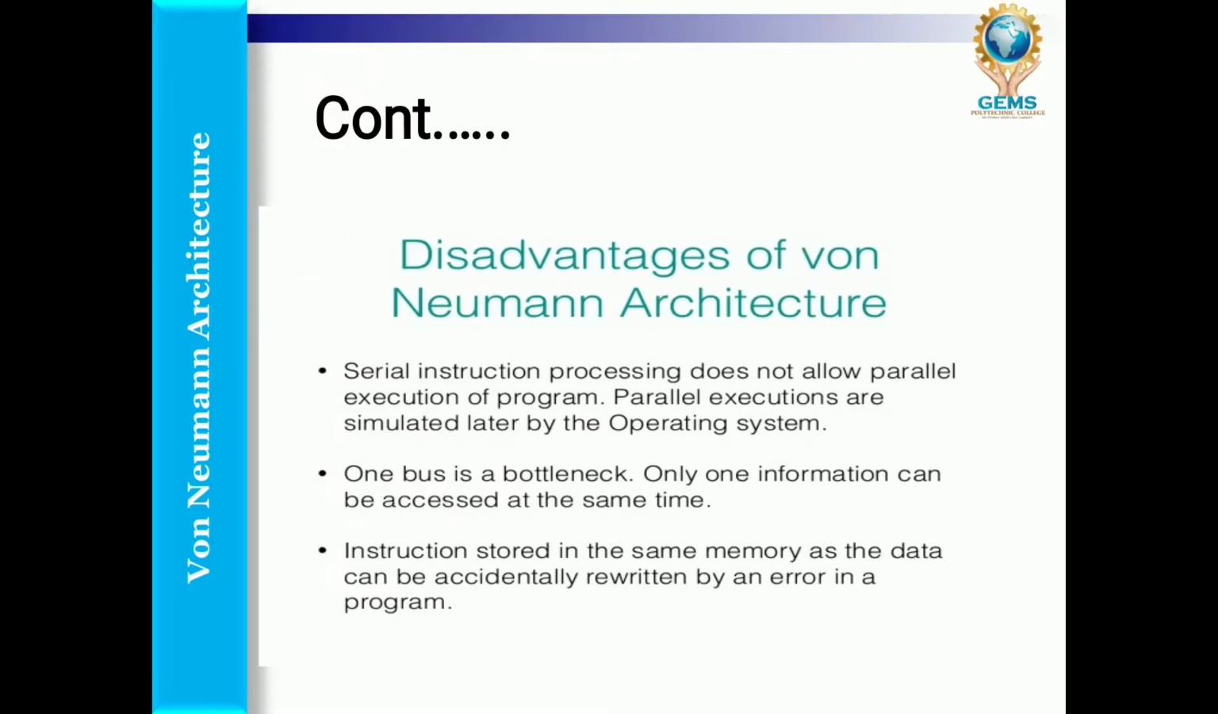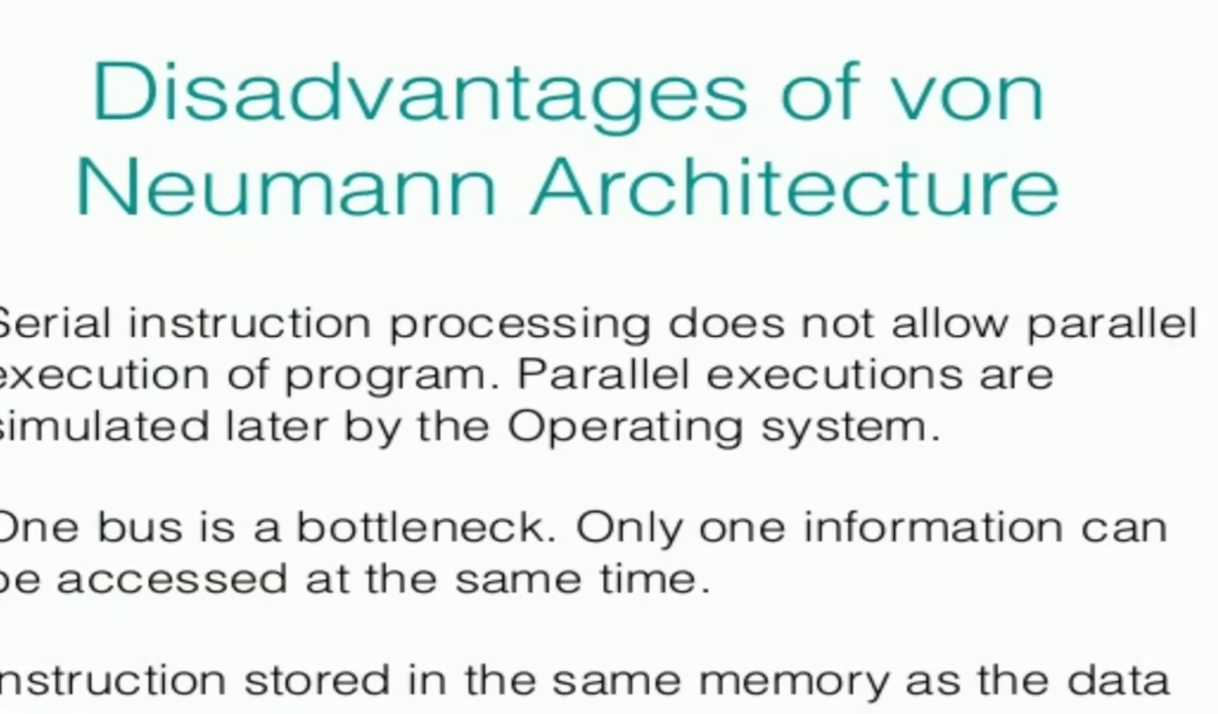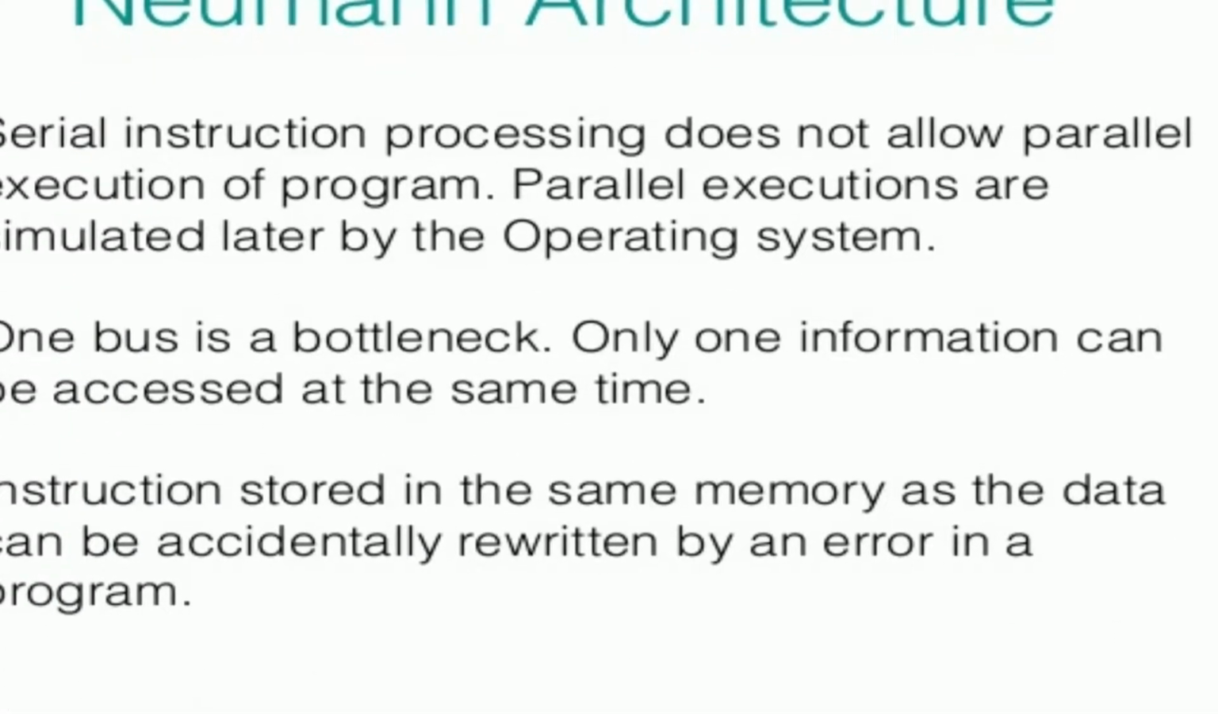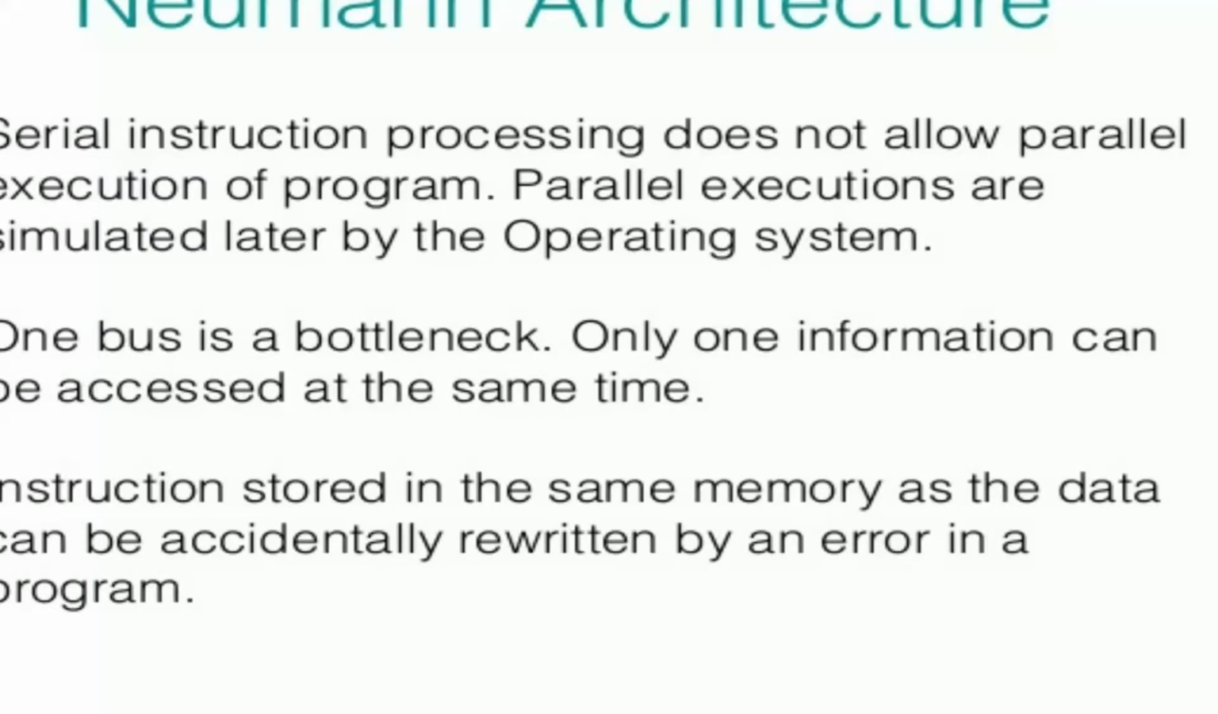At the same time, it has disadvantages also. We will see. Serial instruction processing does not allow parallel execution of programs. Parallel execution is simulated later by the operating system. It means that when you give instructions or do some work, it takes serial instructions, that means step by step in sequential order. It will not take the instructions at the same time, that means in parallel. That is the drawback here.